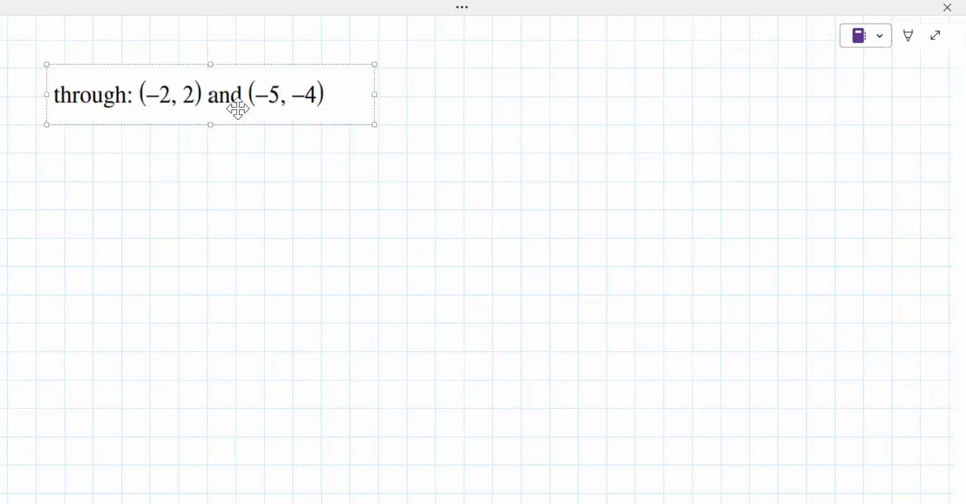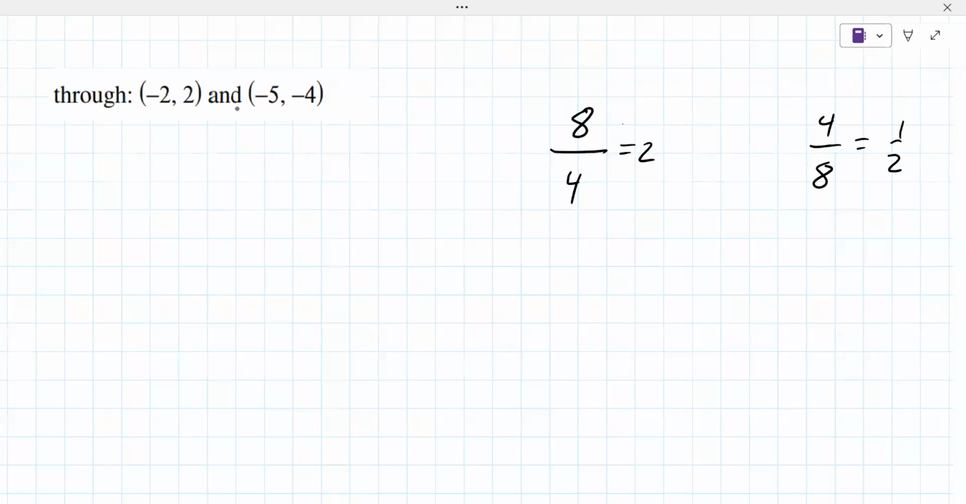-6 over -3. So does that reduce? 1/2. Okay, but we have to look at something real quick here. 8 divided by 4 and 4 divided by 8. Are these the same? Do they look the same? They have the same numbers, but are they in the same place? No. So the first one is 2, the second one is 1/2. I want you to look at those and try to come up with a rule for yourself for how you're going to remember the difference between them.